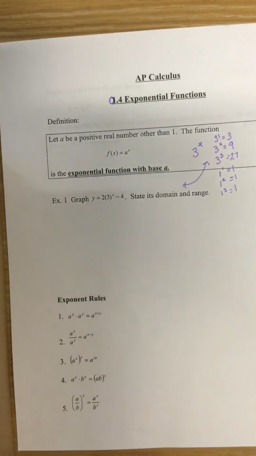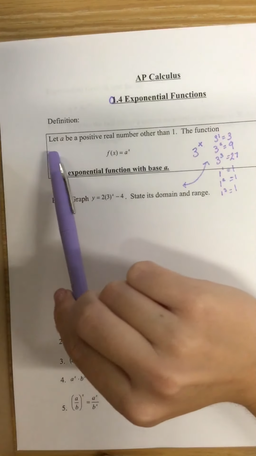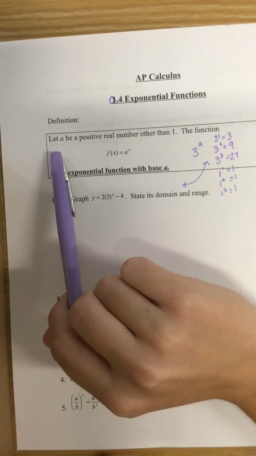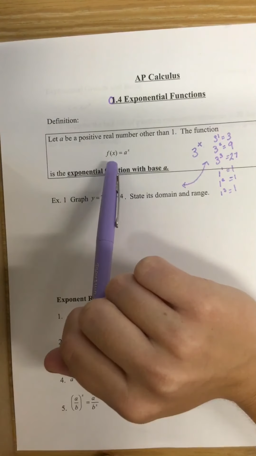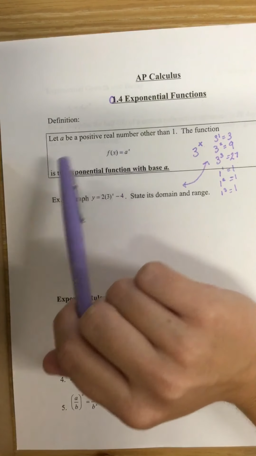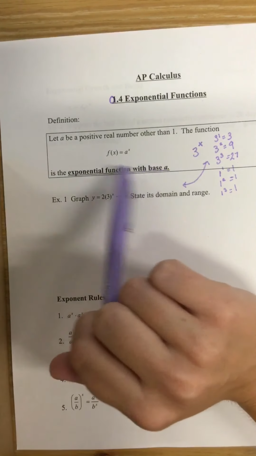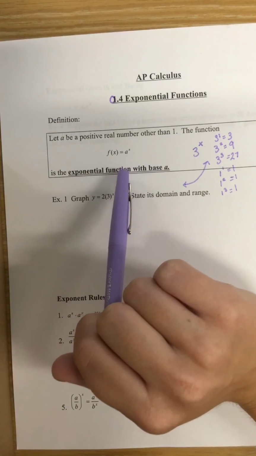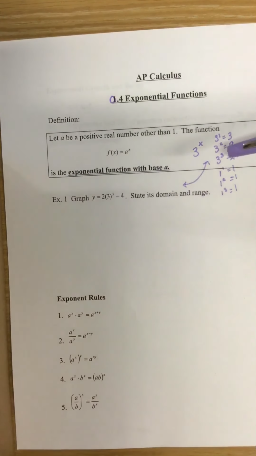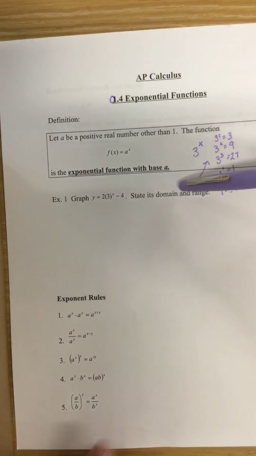Hello, today's lesson is going to be on exponential functions. The definition of an exponential function says let a be a positive real number other than 1. The function f of x equals a to the power of x is the exponential function with base a. So that means that anything to the power of x, as long as it's not 1 and as long as it's positive and a real number, will give us an exponential function.